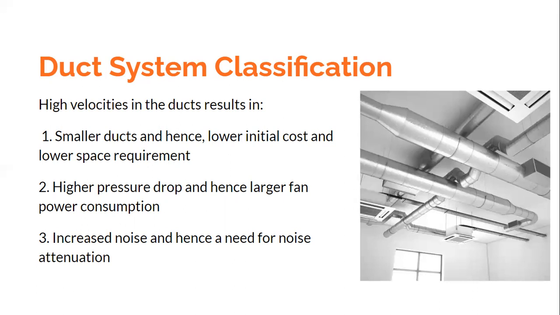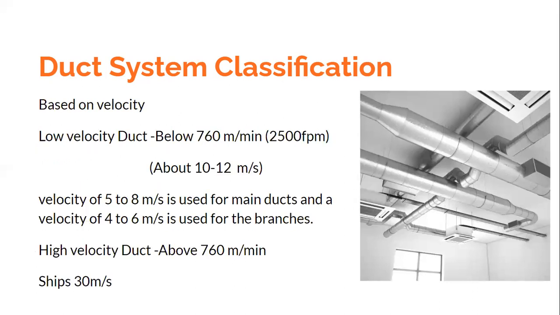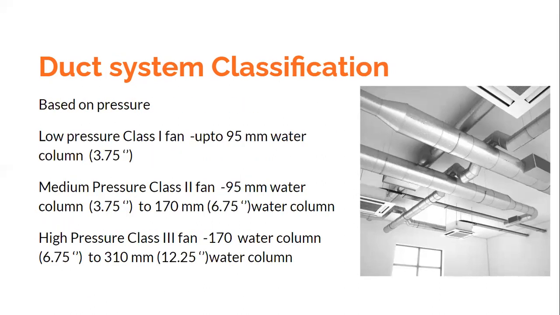And as I said, that is the reason why we classify the duct system based on the velocity, into low velocity duct and high velocity duct. Generally speaking, in most of the common applications, we would have low velocity ducts which are used. There is another way of classifying the ducts, and that is based on the static pressure, the pressure which is being overcome by the fan.